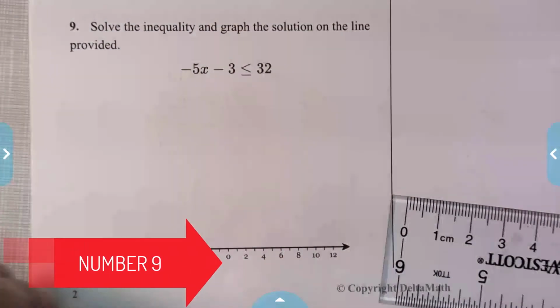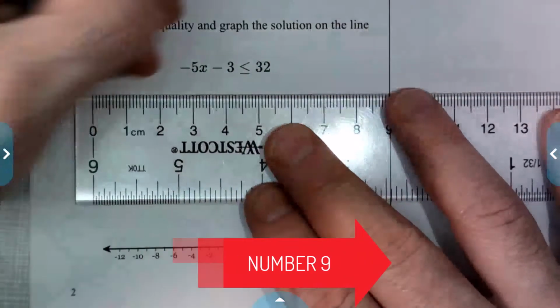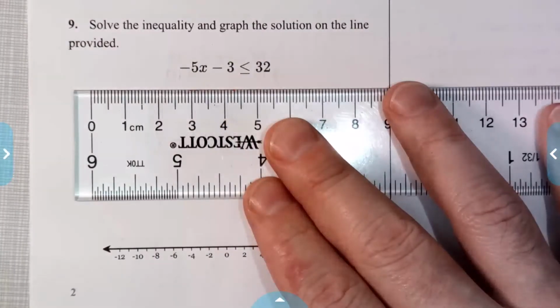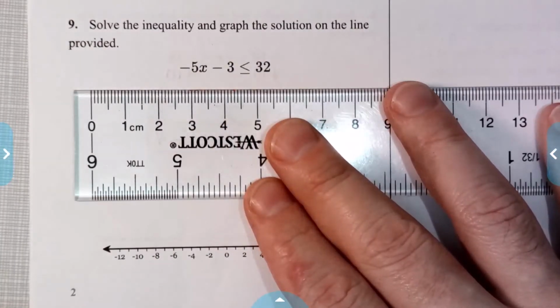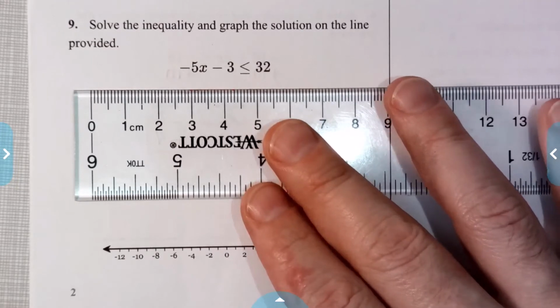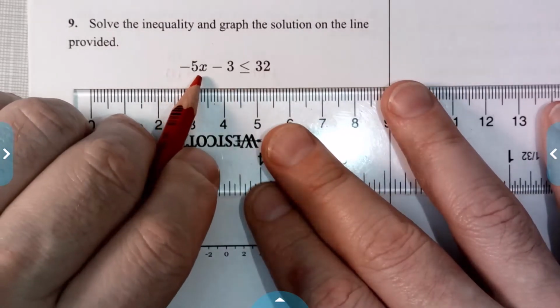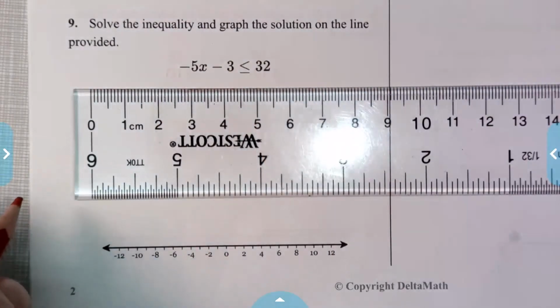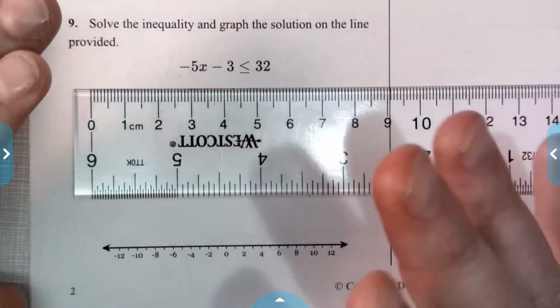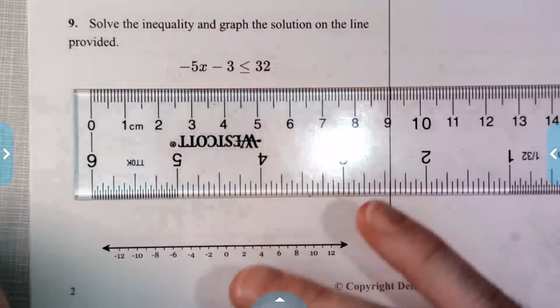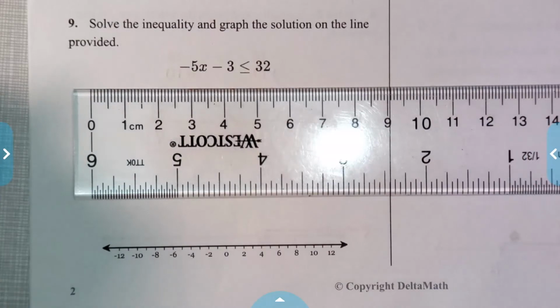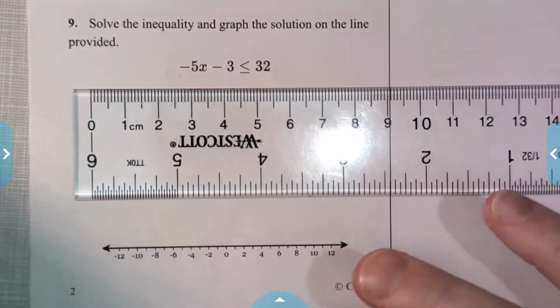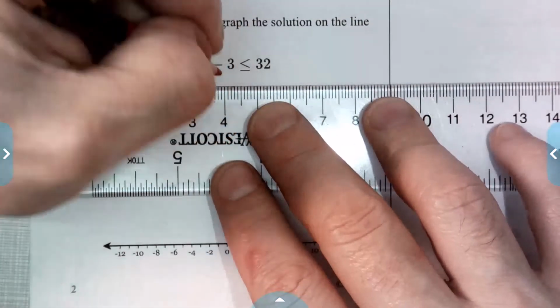All right, ladies and gentlemen, here we are with number 9. We are going to start by looking at negative 5x minus 3 less than or equal to 32. Because it's negative 5x, I already know I'm going to flip that sign. So at the end of this problem, it'll be greater than or equal. X is going to be greater than or equal to negative 7, I think. I just eyeballed that.